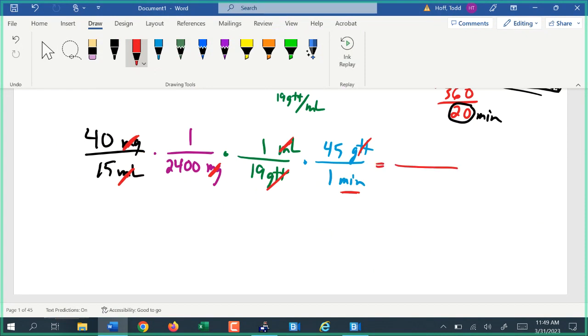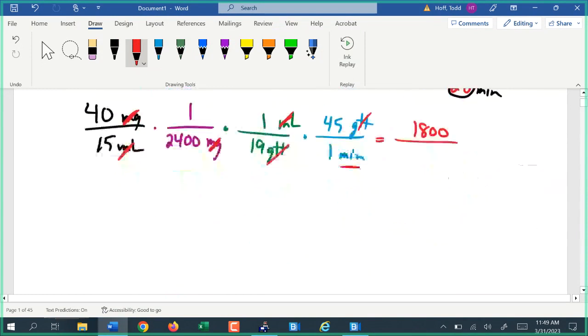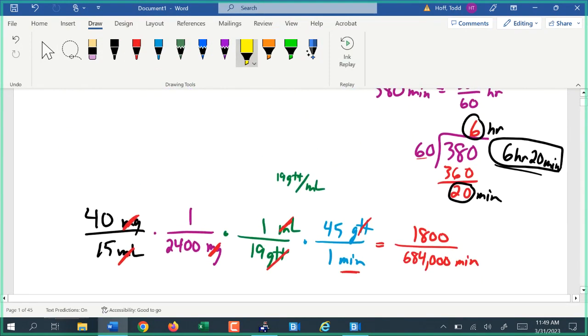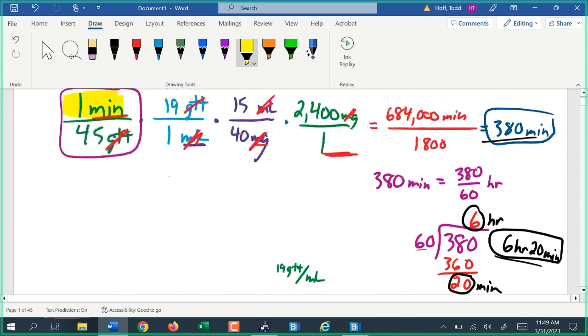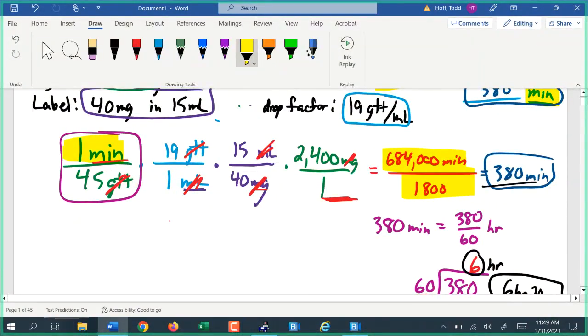So on top, 40 times 1 times 1 times 45 is 1,800. On bottom, 15 times 2,400 times 19 times 1 minute is 684,000 minutes again. Now you'll notice here, we have the exact same numbers as what we did up here, only upside down. It's the reciprocal.